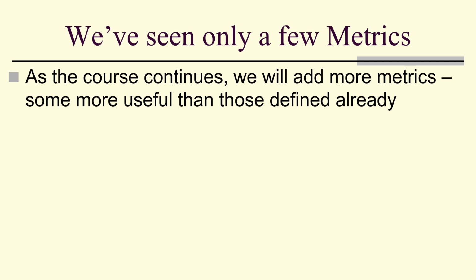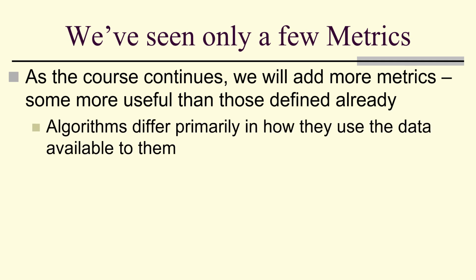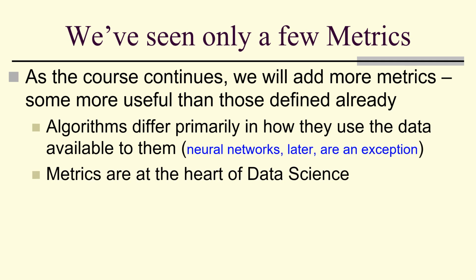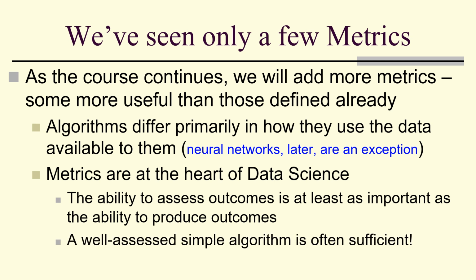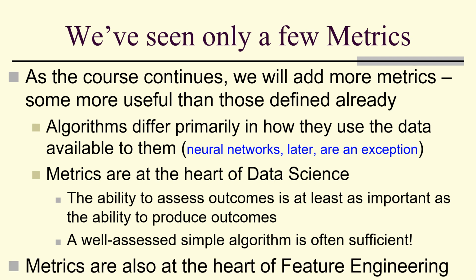Now, so far we've only seen a few metrics. As the course continues, we'll add more metrics. Algorithms differ primarily in how they use the data available to them. Neural networks are an exception, I'll explain later. Metrics, therefore, are at the heart of data science. The ability to assess outcomes is at least as important as the ability to produce outcomes. A well-assessed, simple algorithm is often all you need.